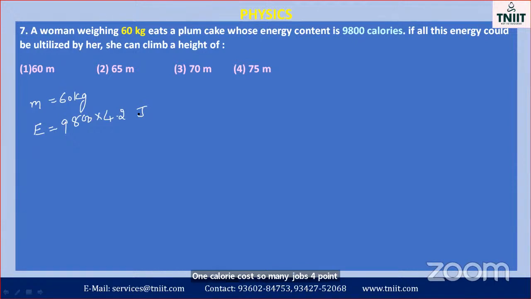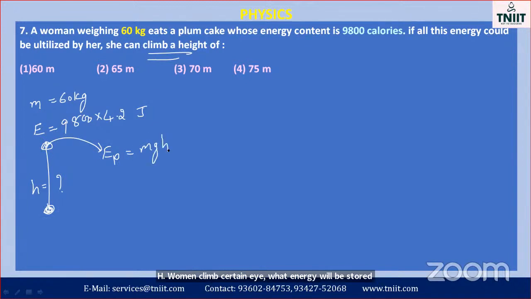Because of that plum cake energy, she can climb a certain height, h. Now, whenever the woman climbs a certain height, what energy will be stored up? Potential energy. When she climbs up to a certain height, the energy is equal to mgh. Now you can find h easily.